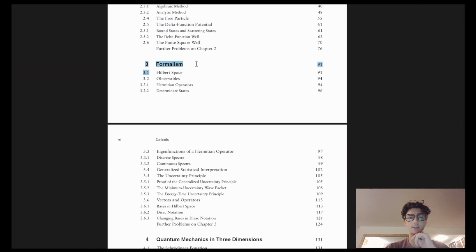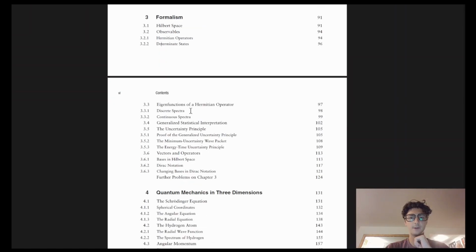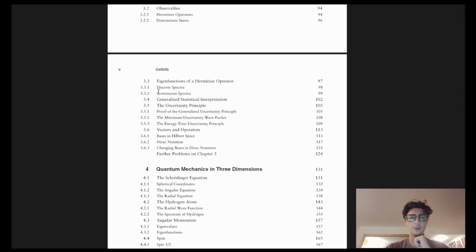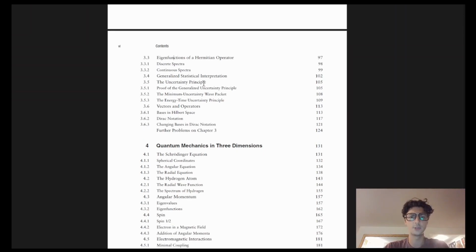Then we got formalism, interesting name for a chapter. Hilbert space, observables, Hermitian operators, determinate states, eigenfunctions of a Hermitian operator. What the? Read this sentence, bro. What is this? This is crazy. Hermitian operators go dummy. Discrete spectra and continuous spectra. Generalized statistical interpretation. The uncertainty principle. Let's go. Proof of the generalized uncertainty principle.